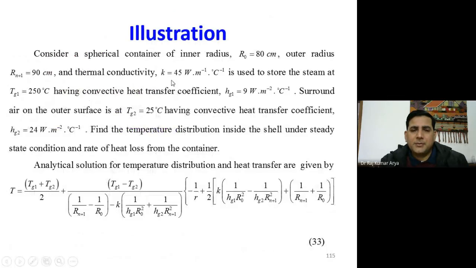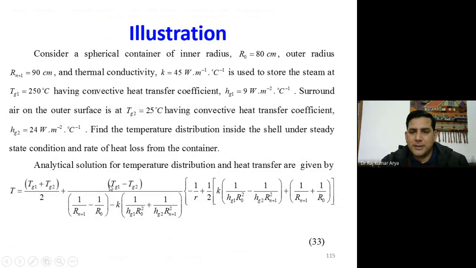The example for this, the data: you have taken inner R equal to 80 centimeter and outside R is 90 centimeter. Thermal conductivity of the material is given as 45. Here the convective heat transfer coefficient is taken as 9 inside and outside is taken as 25, because air typically has a heat transfer coefficient of 25, in watt per meter square per degree Celsius.